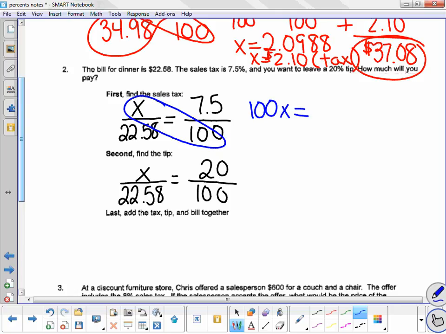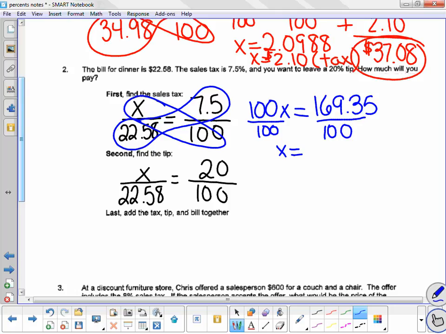100x equals the product of 7.5 and 22.58, which is 169.35. You're going to divide both sides by 100. You get x is 1.6935. We're speaking money, so this should become $1.69 for tax. Round appropriately.